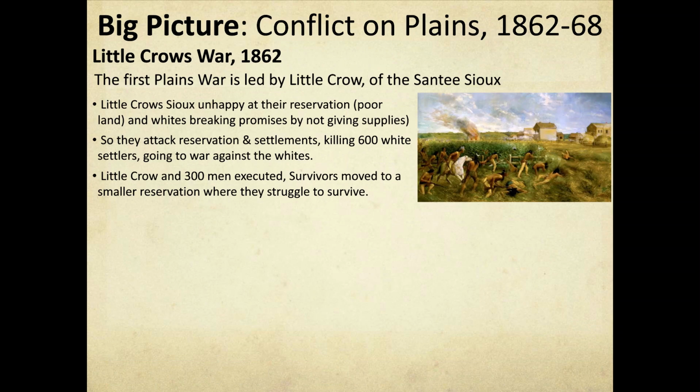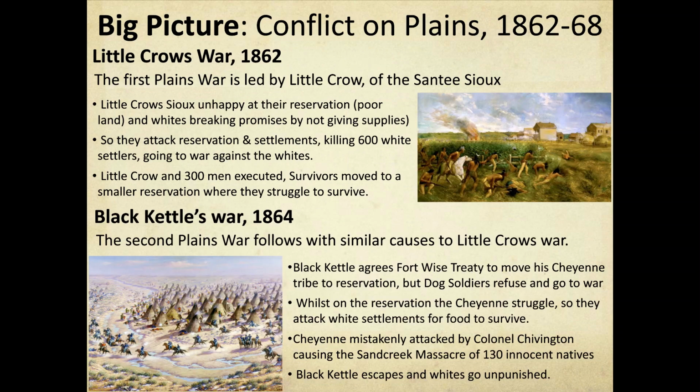They killed 600 white settlers and went to war. Little Crow and 300 men were executed. Survivors moved to a smaller reservation where they struggled to survive. Black Kettle's War. The Second Plains War follows with similar causes to Little Crow's.